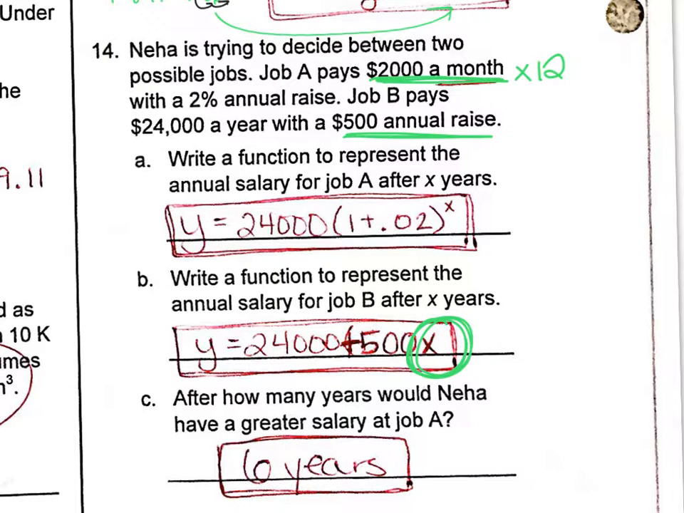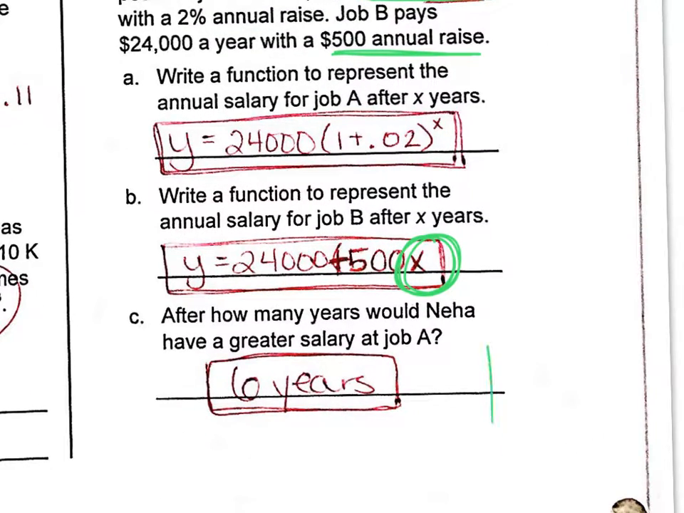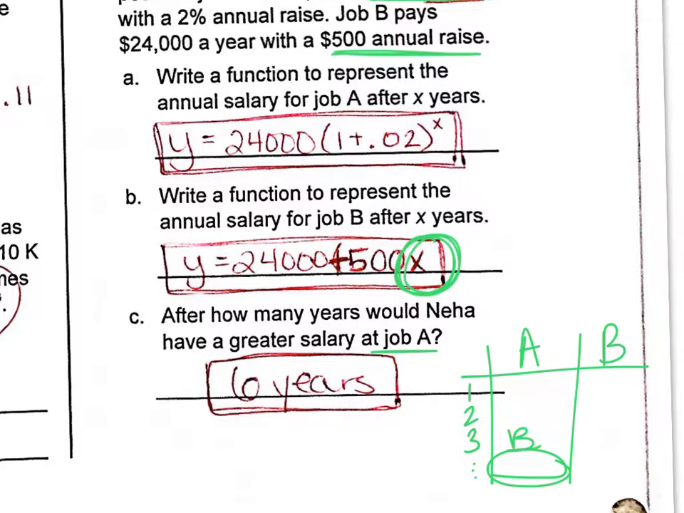And then part C, I did that using my calculator, and all I did was I put the two equations in so that I had like A and B, and then these are my X values, 1, 2, 3, and I'm just looking, it says, after how many years will they have a greater salary at job A? So you're looking for when does A get bigger? And it should be that you find somewhere around 6 years, it turns out that A is bigger than B.